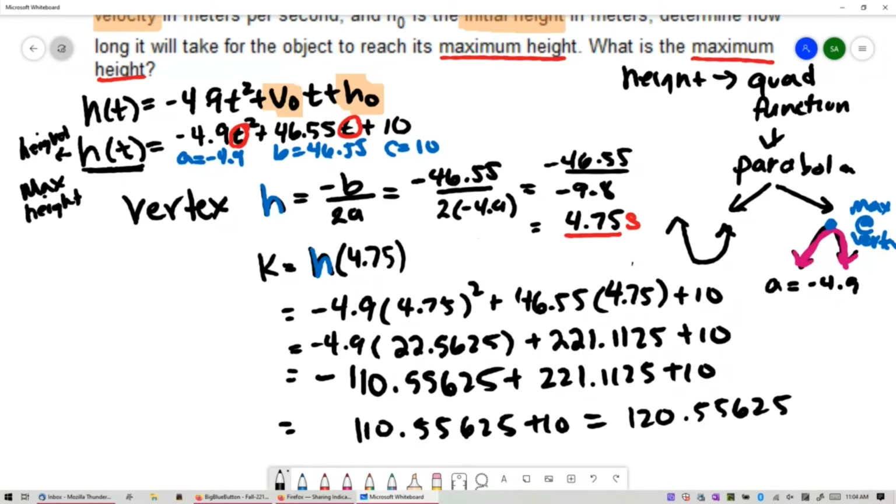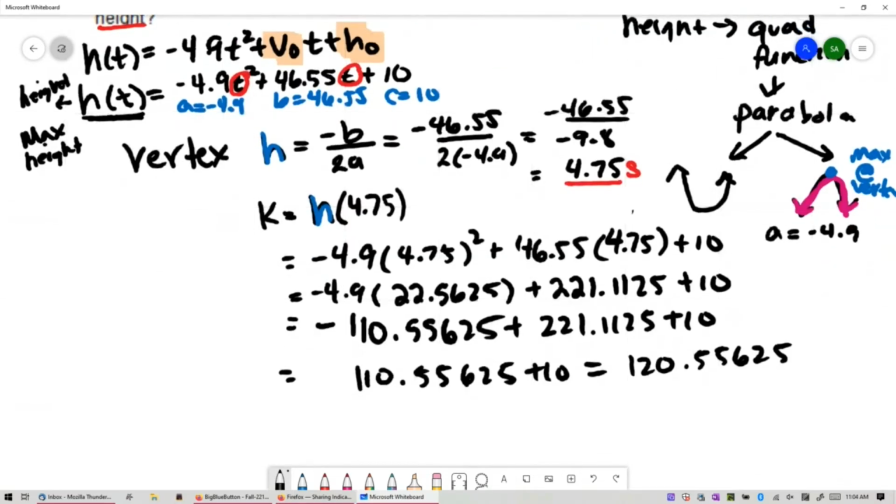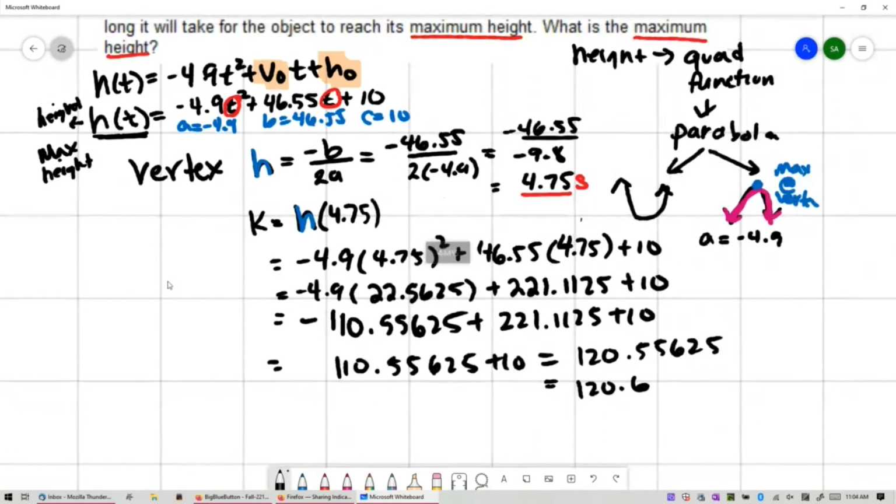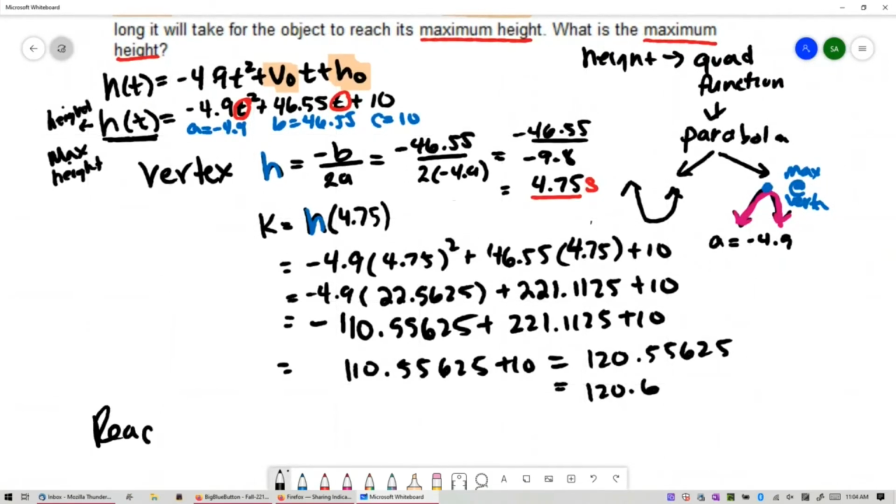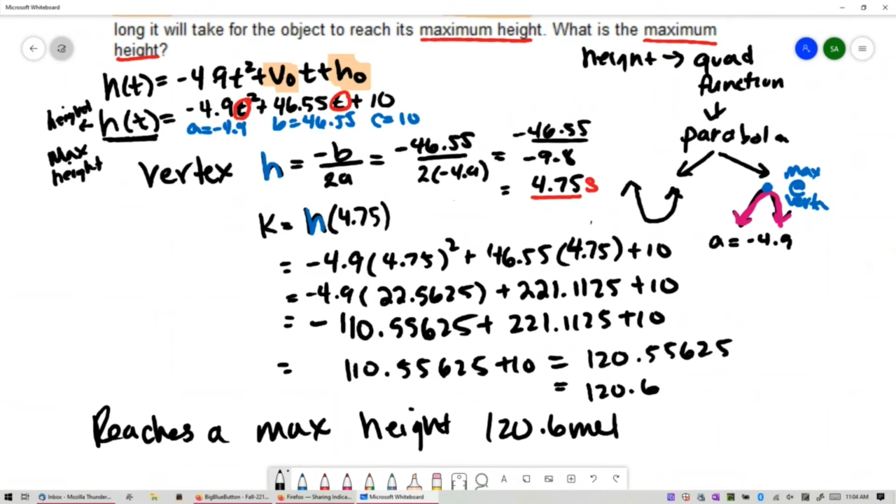And I don't see any mention of rounding. It might be where you enter your answer. But if I were to round this to one decimal place, that would be 120.6. So this object reaches a max height of 120.6 meters at a time of 4.75 seconds.